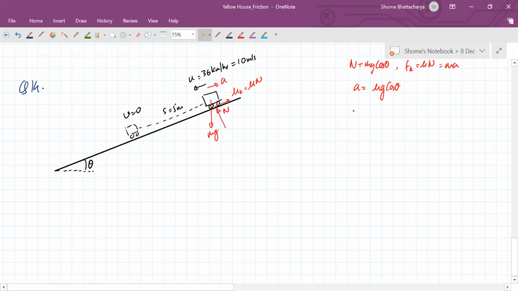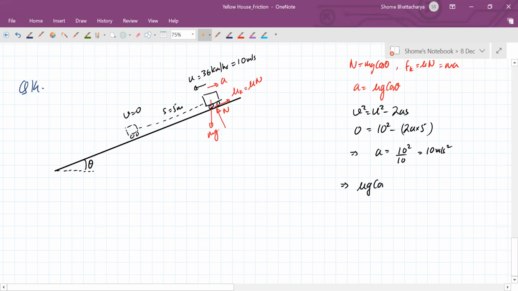Okay. So v square is equal to u square minus 2as. We want 0 to become 10 square minus 2a into 5 meters. So from this, we know that we want the acceleration to be 10 square divided by 10, or 10 meters per second square.